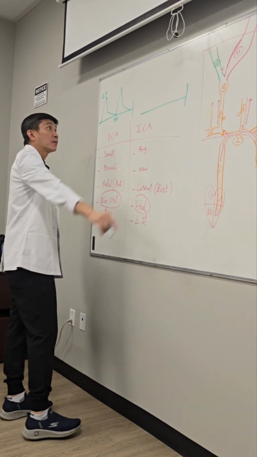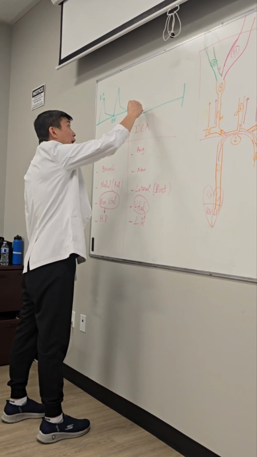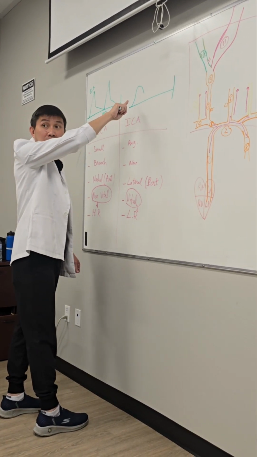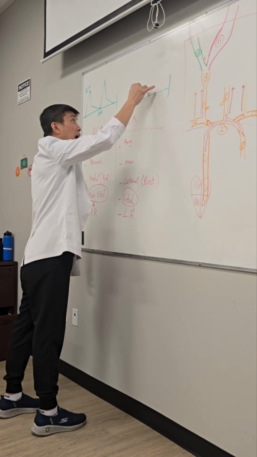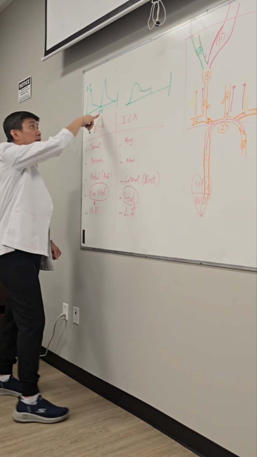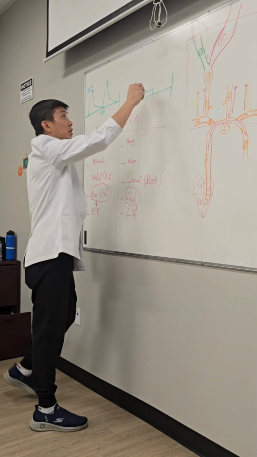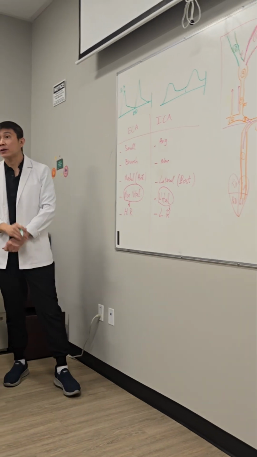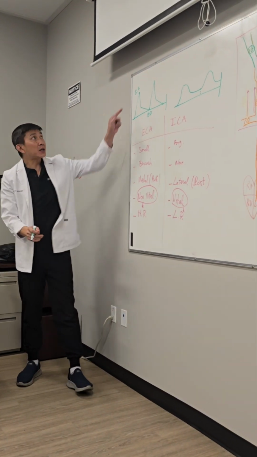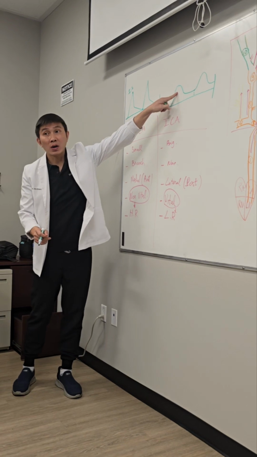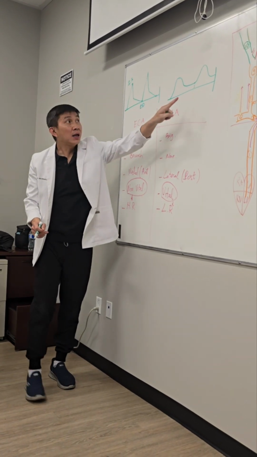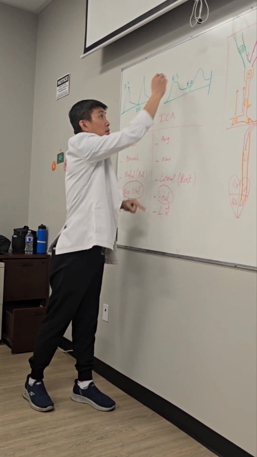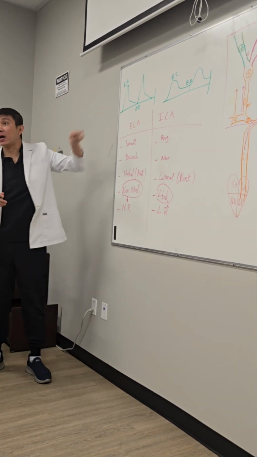Can you guess? The low resistance will have lower PS and blunted. And then they're going to have high ED when you compare with the high resistance. So this is how the low resistance looks. Do you see the difference? Peak systolic lower, blunted, and diastolic higher when compared with the high resistance.